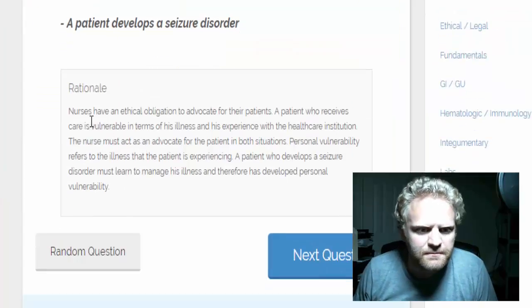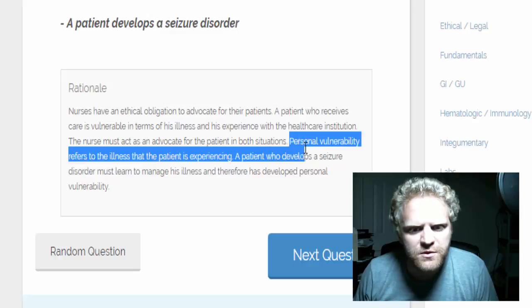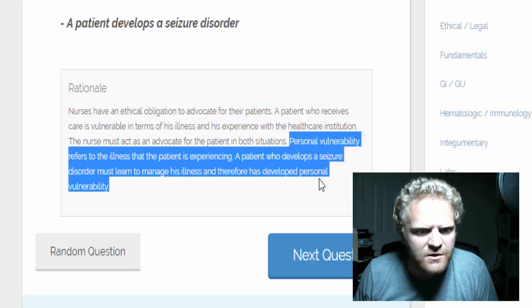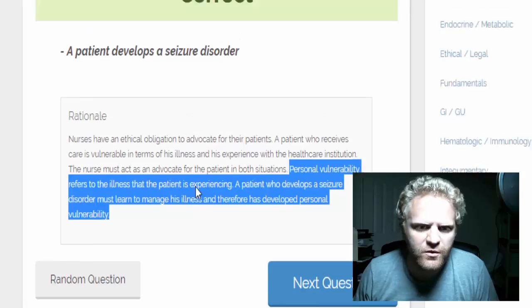So let's read the answer here. Nurses have an ethical obligation to advocate for their patients. A patient who receives care is vulnerable in terms of his illness and his experiences with a healthcare institution. The nurse must act as an advocate for the patient in both situations. So let's see here. Personal vulnerability refers to the illness that the patient is experiencing. A patient who develops a seizure disorder must learn to manage his illness and therefore has developed personal vulnerability.